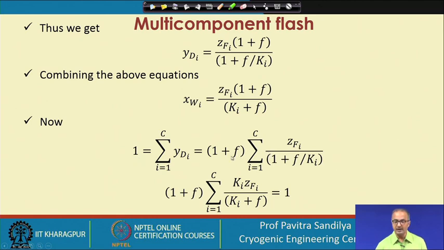Now we find on the right hand side we have F and we have Ki and we have ZFI. ZFI is given to us, and we have to find out the value of the F and Ki. So these things we have to solve for, to know how much is the F, that means what is the ratio of the liquid and the vapor generated after the flash, and the values of the Ki.